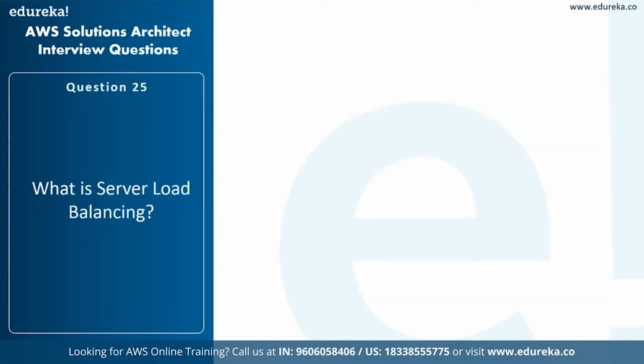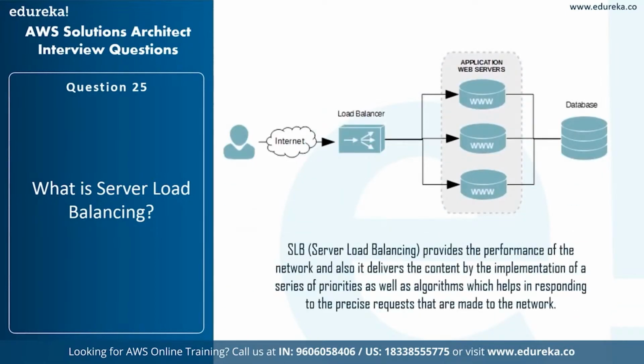Now next up, what is server load balancing? So once you're connected to the internet, you will have a load balancer which will be applied to all your application web servers and which will directly go to your database. Now this SLB, or server load balancing, provides the performance of the network, and also it delivers the content by the implementation of a series of priorities as well as algorithms, which helps in responding to the precise requests that are made to the network.